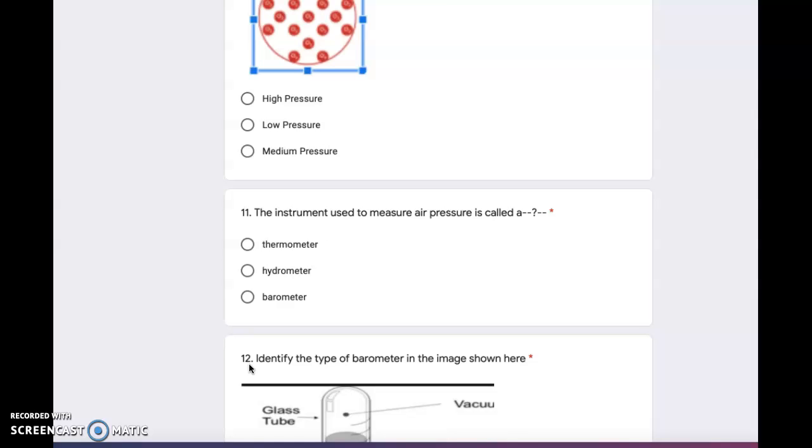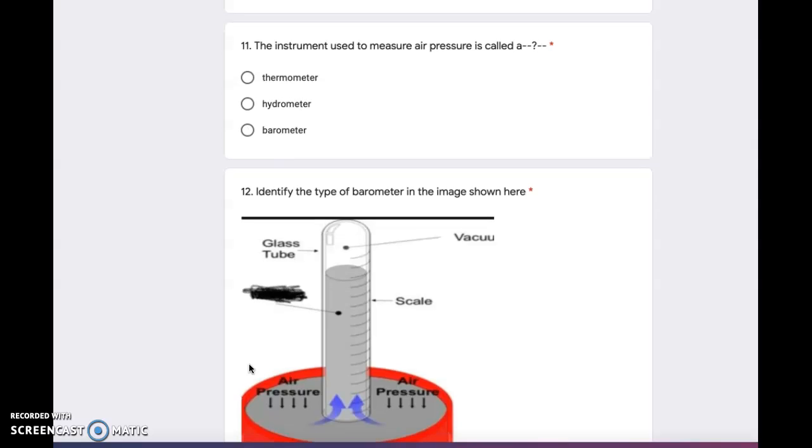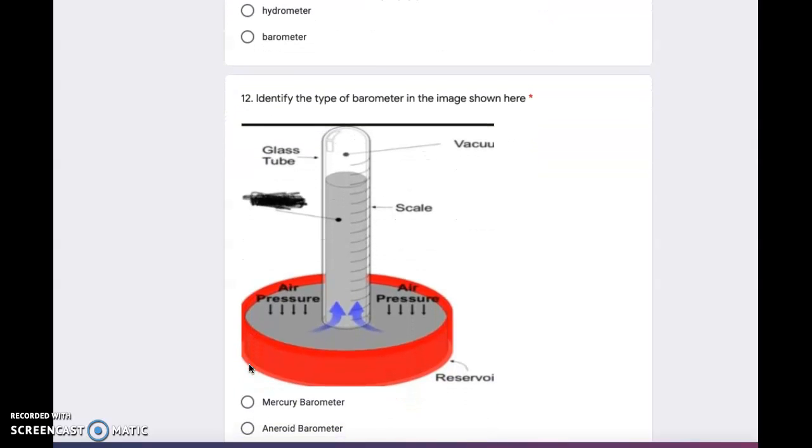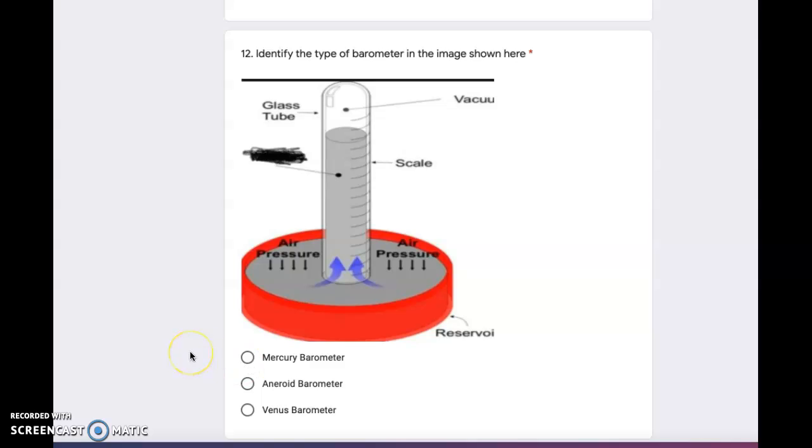Number 11. The instrument used to measure air pressure is called a thermometer, hydrometer, or a barometer. Number 12. Identify the type of barometer in the image shown here. Mercury barometer, aneroid barometer, or a Venus barometer.